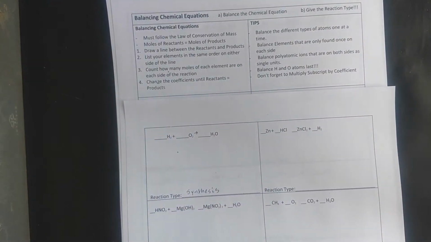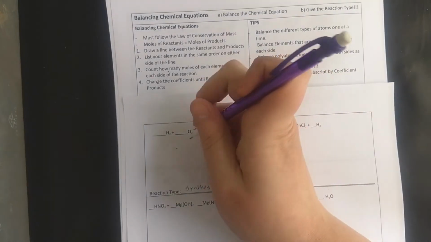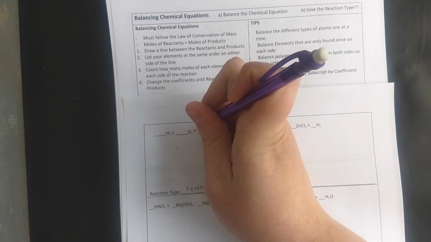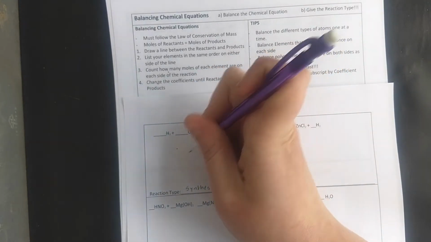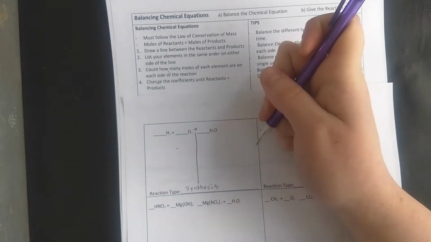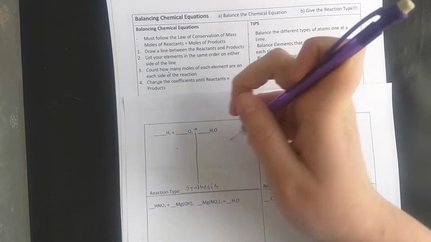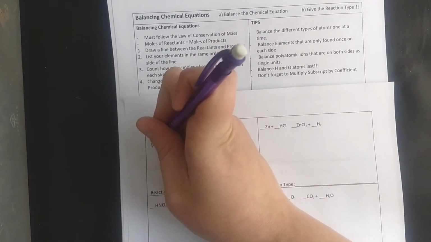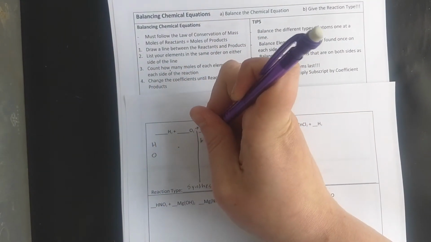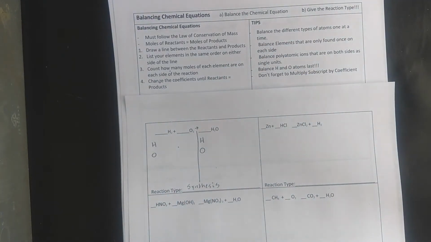Now, the first step is we want to separate our reactants from our products. Just making sure you guys can see. The arrow is what separates our reactant side from our product side, so we're going to draw a line down, separating them. The next thing, we want to list the elements that we have. Here I have hydrogen and oxygen, and I'm going to write them in the same order because I'm going to want to keep track of how many I have.